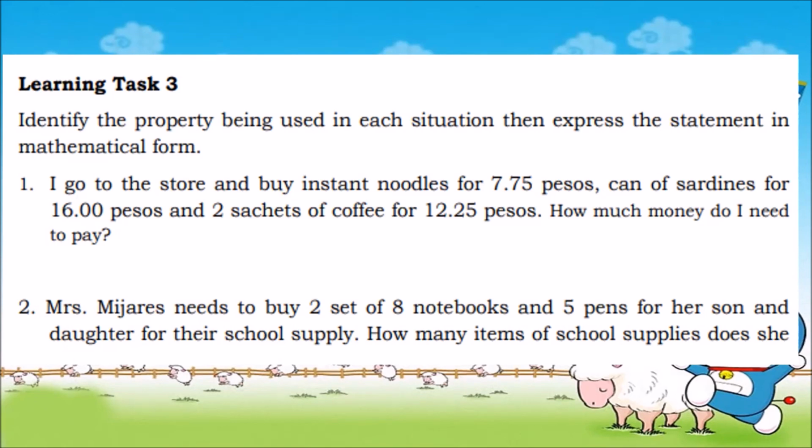Next, number 2: Mrs. Mijares needs to buy 2 sets of 8 notebooks and 5 pens for her son and daughter for their school supplies. So, how many items of school supplies does she need? So, I hope clear din po kung paano natin sasagutan itong learning task number 3.